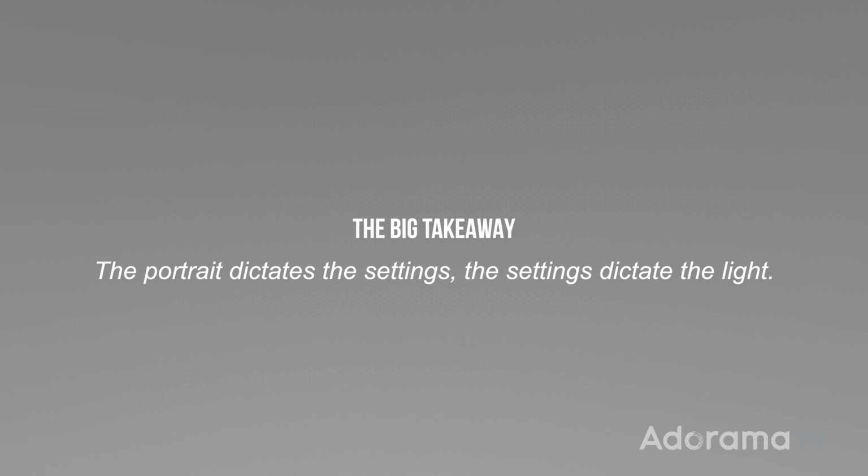Learning studio lighting is very often about changing the way you think about exposure. With available light, you change the camera settings to match the light. In the studio, you adjust the light to match the camera settings. And you're not choosing your settings just to get a correct exposure from the existing light. You're choosing them because they have the power to change the way your portrait looks and feels. Let the portrait dictate the settings, then let the settings dictate the light.